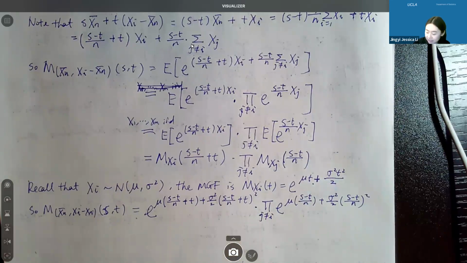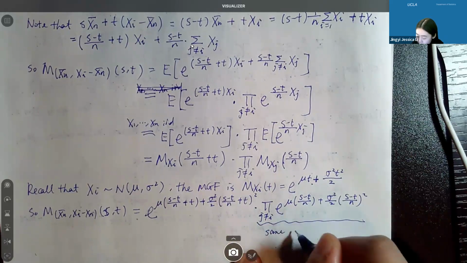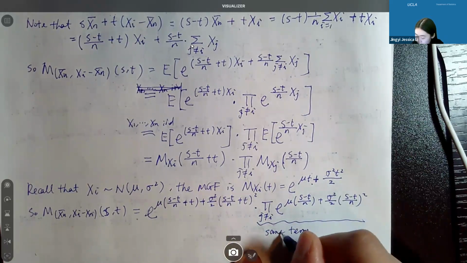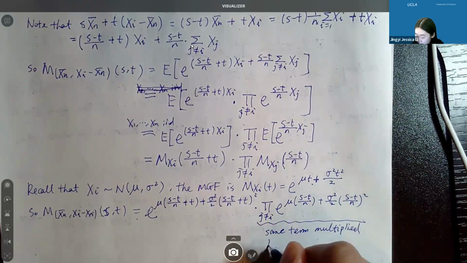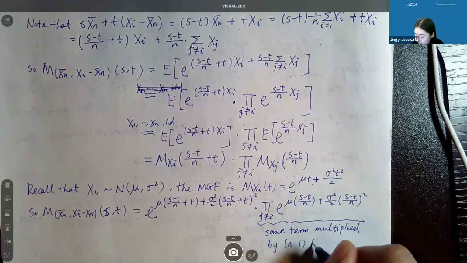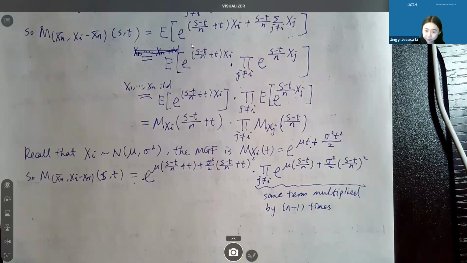Okay, and as I said, inside this product, j is gone, right? There's no j anymore. It's basically the same term multiplied n minus 1 times. This is what I want to say. So that's the same term multiplied by n minus 1 times. Okay, so we're going to simplify that.